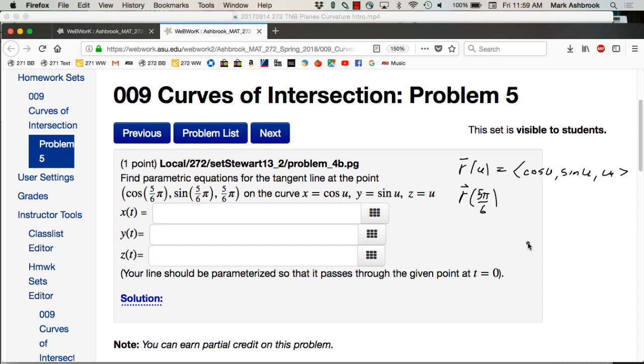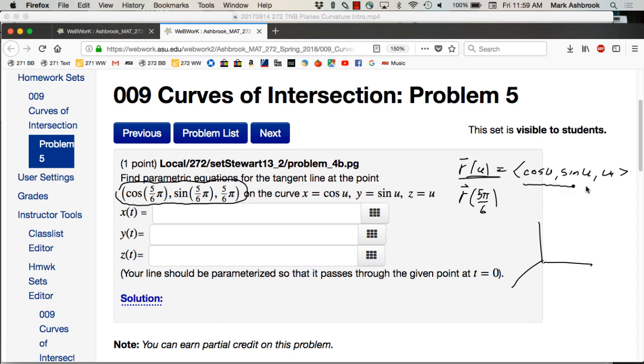So if it's going to be the tangent line, you said to write the equation of the line, you need what? You need a point and a direction vector, right? So there's your point. Half done, right? So if it's the tangent line to this curve, then all we have left is the direction vector.